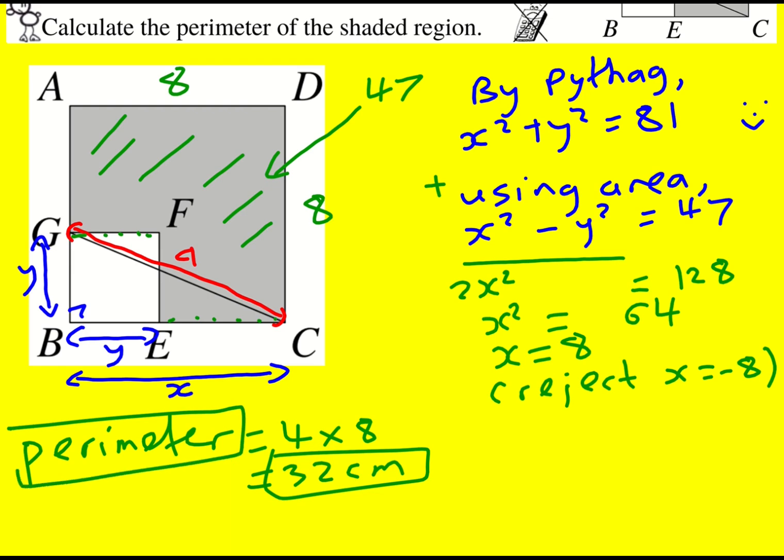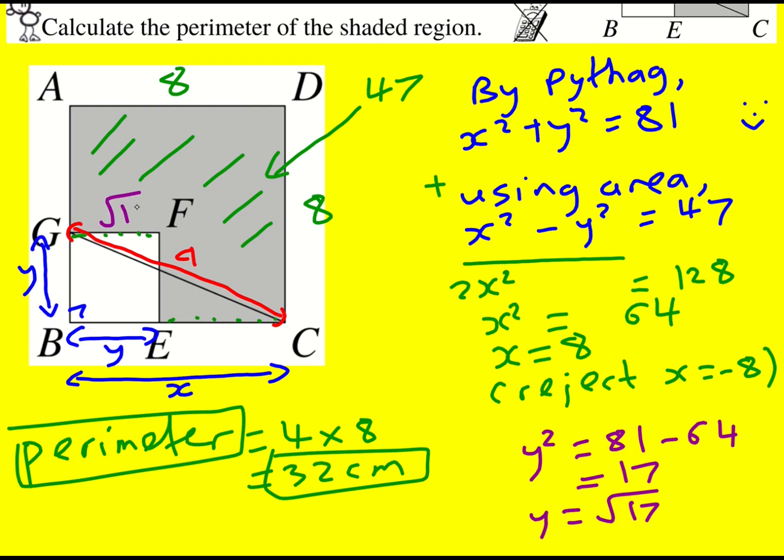If you didn't realize that, then of course you could work out Y. It feels like it's quite good to work out Y anyway. So Y squared is going to be 81 minus 64, which is 17. Or Y is going to be root 17. So slightly awkward, but you could then add these on.